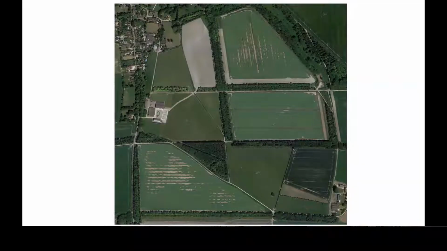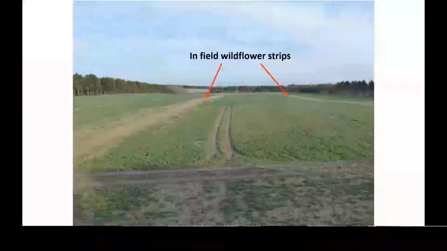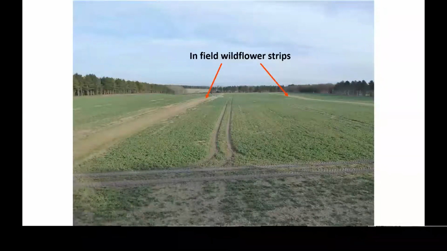What it looked like on the ground, that's what it looked like on the ground. That was one of the fields where the slugs were ravaging it, and that was the same field. And this was the one with the infield wildflower strips with a complete crop.